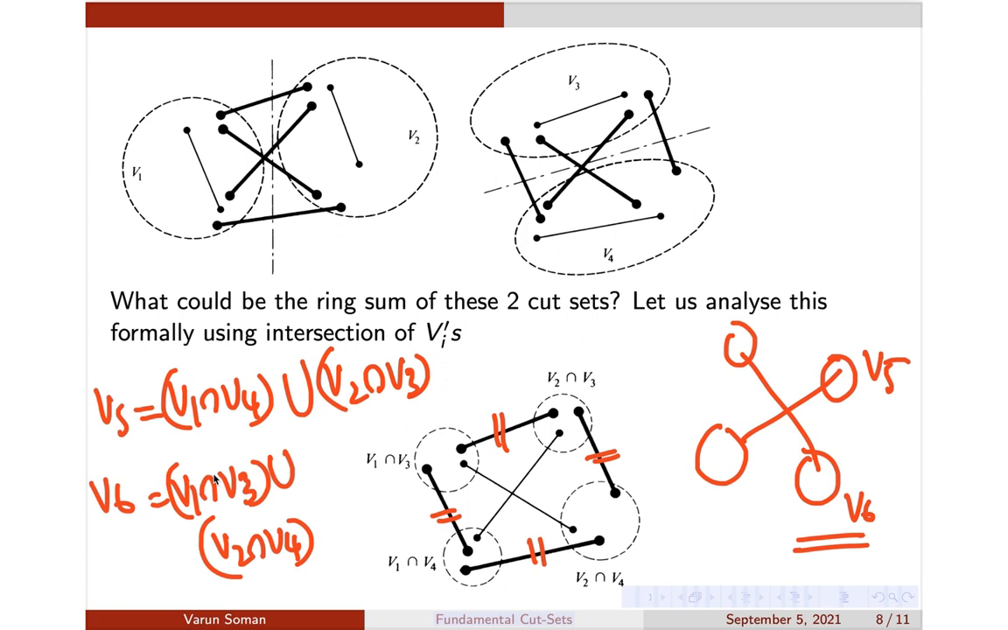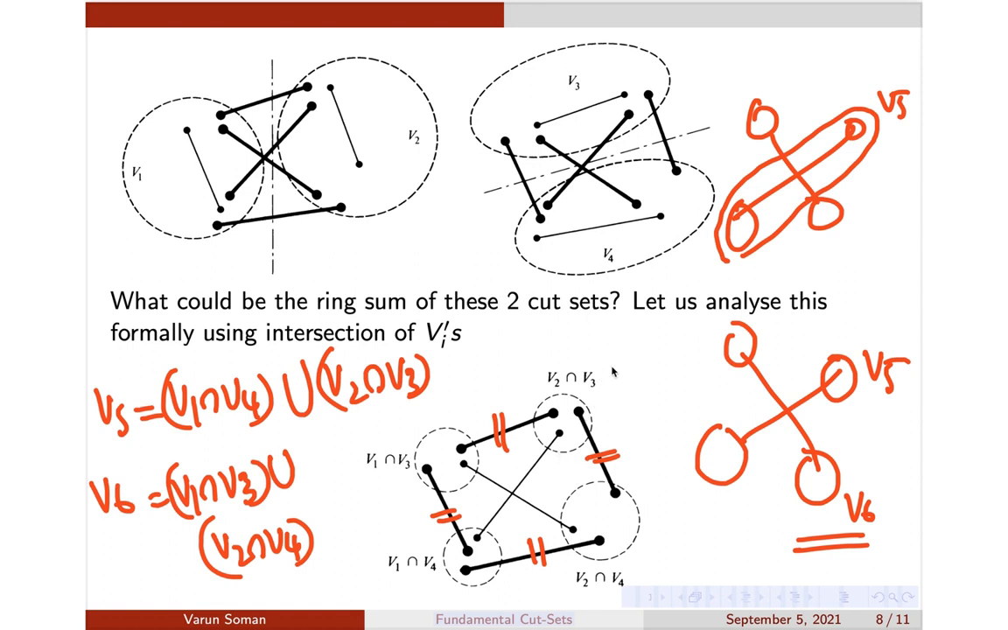Suppose you don't consider the ring sum, just remove the ring sum edges. So your graph is like this. You can see that this portion, the thing which you have written here, that is actually your V5. V5 I have written as V1 intersection V4 union V2 intersection V3. But I can also write it as simply V1 ring sum V3 in set theoretic notation, not according to graph theory. I'm just telling you for understanding. It's not required for you, but I'm giving a simple observation.